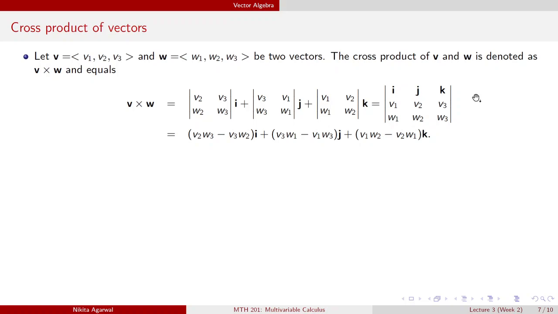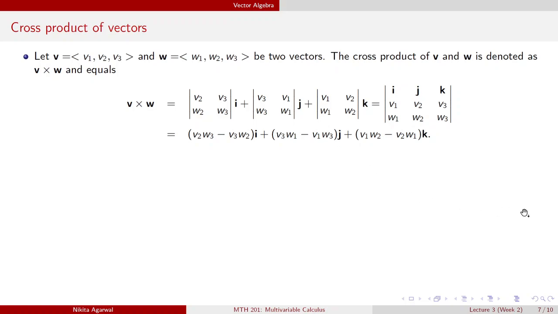So if you compute the determinant along the first row, it will be i times the determinant of this submatrix, which is this, plus you know the formula, right? You know determinants. And then you can compute these determinants. These are 2 by 2 matrices. Determinants are V2W3 minus V3W2 and so on. So V cross W comes out to be this vector.